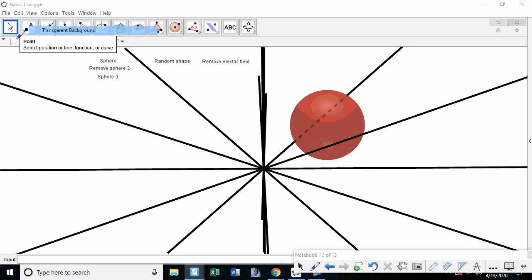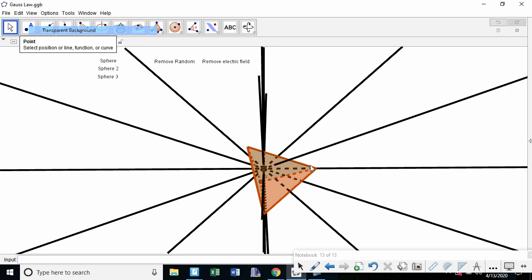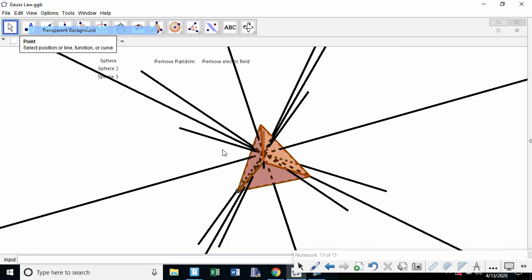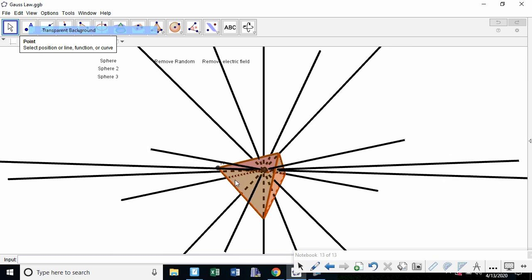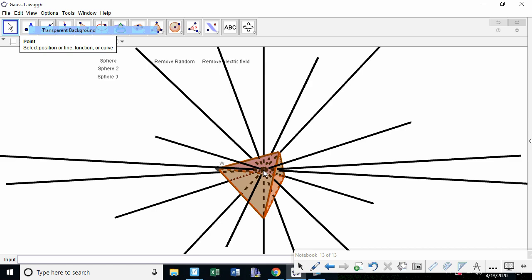So I'm going to do that by picking a different shape. Okay. So let me remove that guy and let me draw a random shape. Let me just make sure it's capturing the charge Q. So let me draw a random shape, and I've drawn a tetrahedron here, and I've got the charge inside. So that's great. At least now I know the flux is not 0.